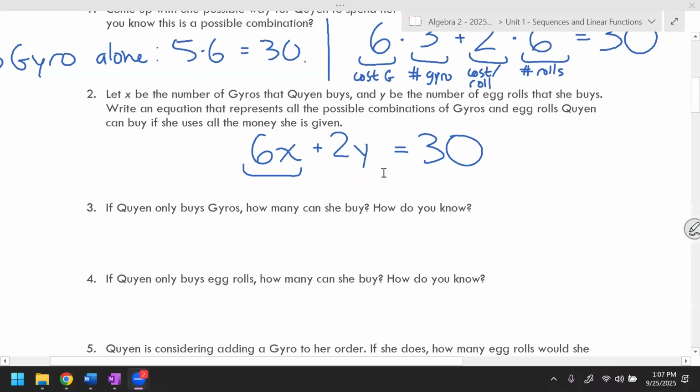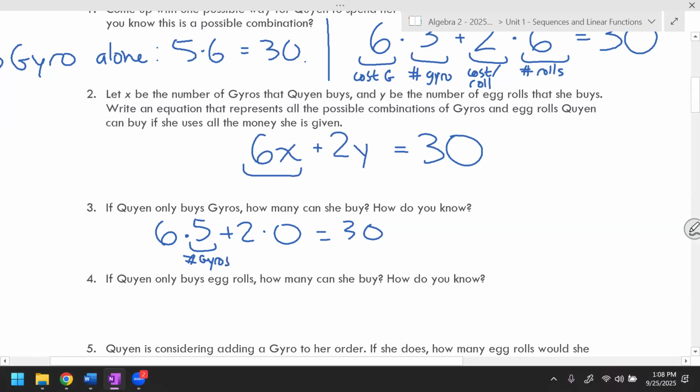So, Andres, if Quinn only bought gyros, so she was just ditching the egg rolls entirely, how many could she buy? 5. And how does that make sense? Right, 5 times 6. So if I write that in our equation, if I buy 0 egg rolls, I can say that 6 times 5 plus 2 times 0 egg rolls is also 30. Here you can see that x, our number of gyros, is 5, and this equation still works.